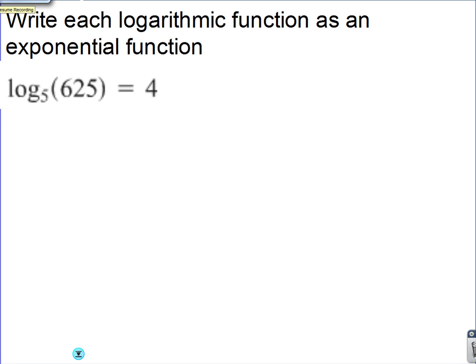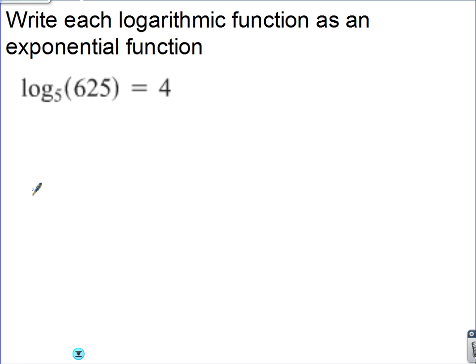Here we go. Let's remind you again how to rewrite. These are basic logarithms. A logarithm can be written in exponential form. A logarithm can be written in logarithmic form. Back and forth. That's one of the most important things you can learn about these logarithms.